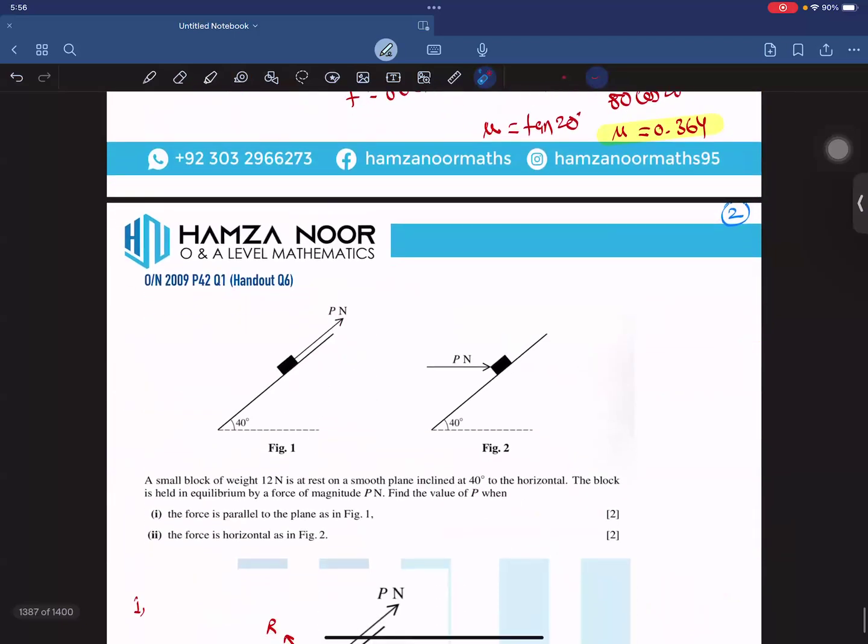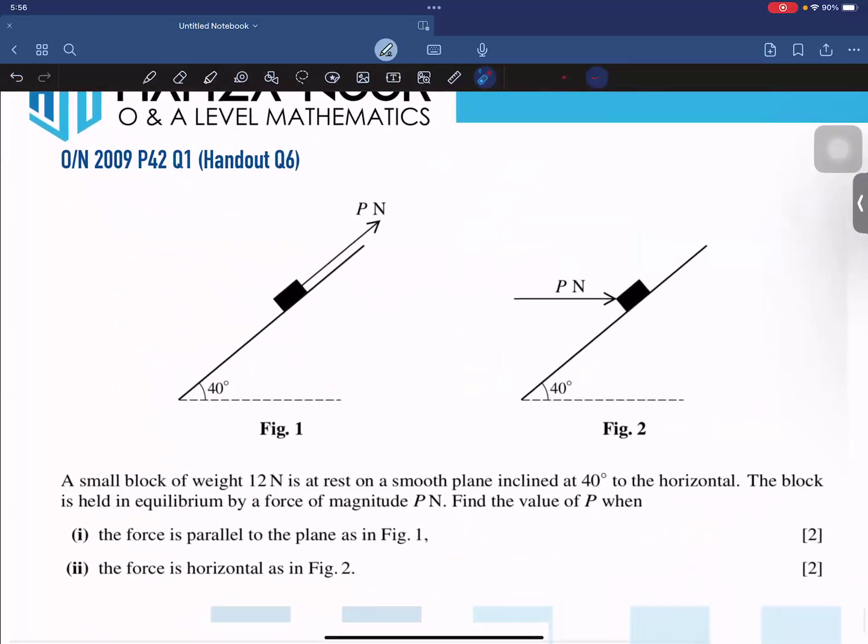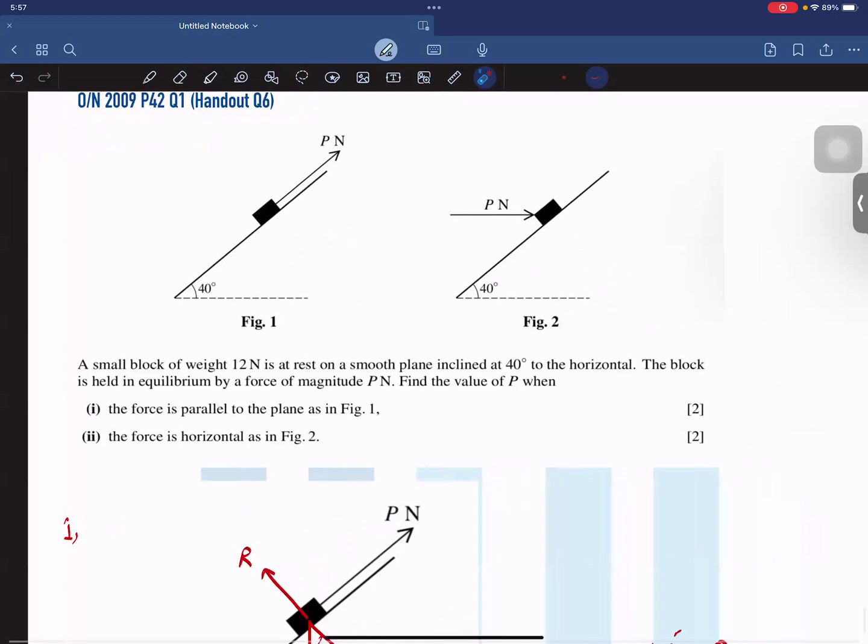Up next we have handout question number 6, which is October November 2009 paper 4 variant 2, question number 1. The question says that a small block of weight 12 Newton is at rest on a smooth plane inclined at an angle of 40 degrees to the horizontal. The block is held in equilibrium by a force of magnitude P Newton. Find the value of P when the force is parallel to the plane as shown in figure 1. In part 2 we have another figure in which this force P is horizontal. Let's just focus on part 1.